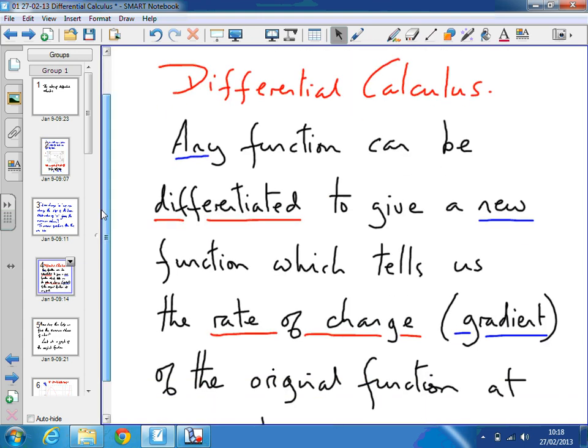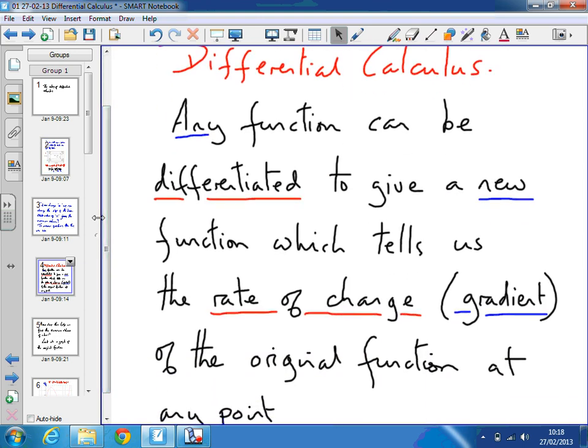And what I'm saying here is that any function can be differentiated. So when we differentiate something, the process is called differentiation. So differential calculus involves differentiating something to give a new function. And I've underlined new because that's important, which tells us the rate of change or the gradient of the original function at any point.